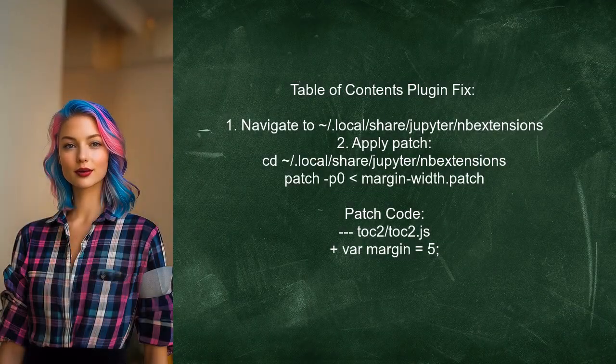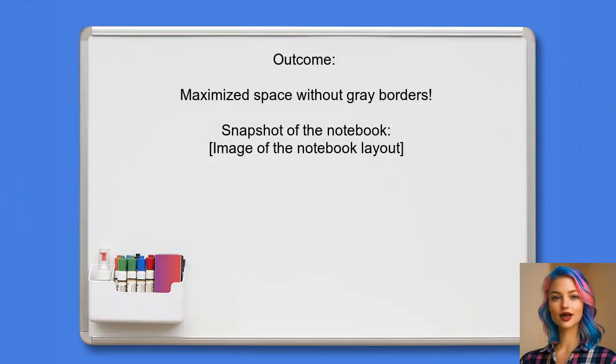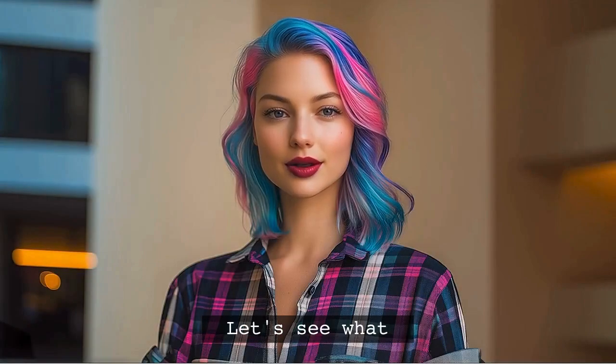Additionally, if you're using the Table of Contents plugin, you can patch its JavaScript file to reduce the margin. This involves changing the margin value in the toast2.js file to improve the layout without needing to restart Jupyter. With these adjustments, you can effectively eliminate the gray borders and utilize the available space in your Jupyter notebooks. That's all for that response. Let's see what someone else had to say.